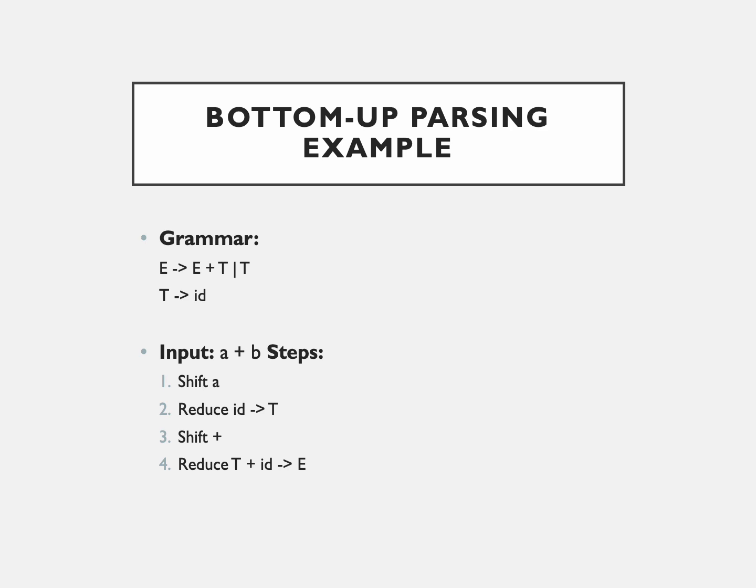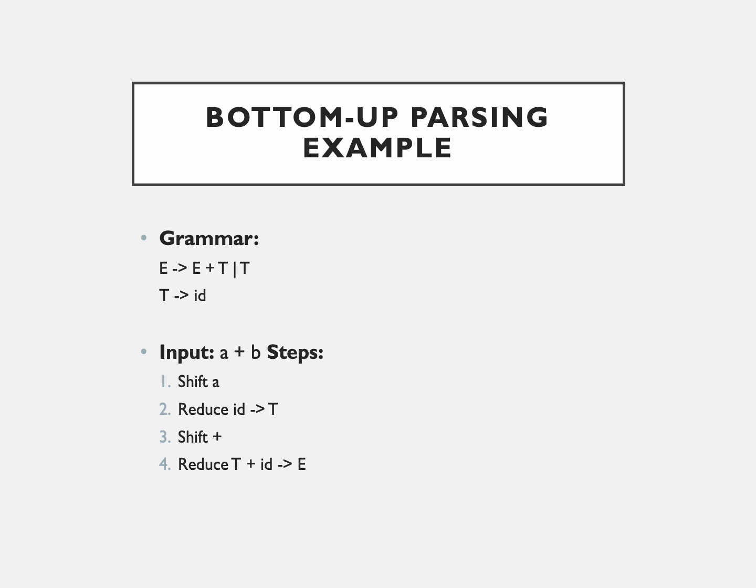Let's now explore how bottom-up parsing works. The goal is to parse the expression a plus b and construct its parse tree step by step using the provided grammar. So first we have E pointing to E plus T, second is E pointing to T, third is T pointing to ID. So the input string is a plus b, and the parsing process proceeds as follows.